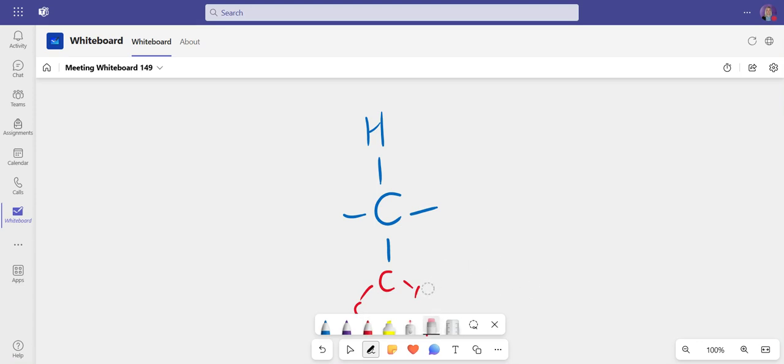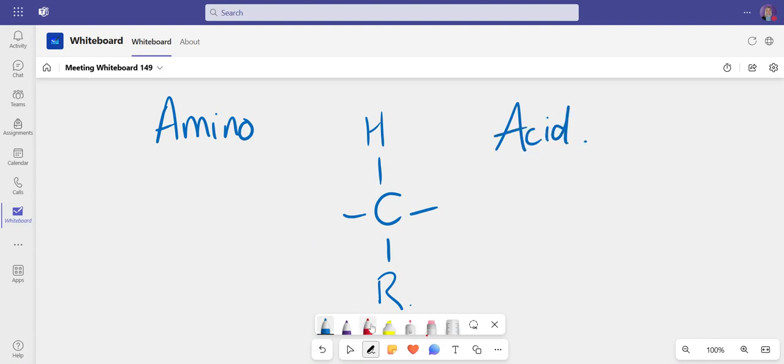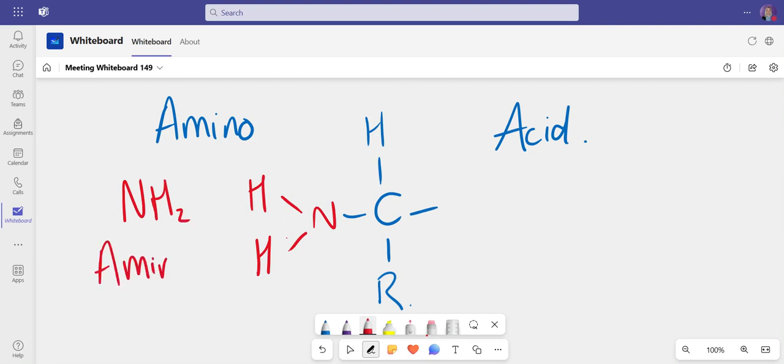You don't need to know what it is, but you need to be ready to recognize a diagram that has all the other features that you know, and possibly a letter R or possibly something drawn that you don't recognize. Now it's called an amino acid because on the left-hand side, we've got an amino group, or an amine group, which is NH2. You can see one N and 2 H's, and that's called an amine group. That's where the word amino comes from.